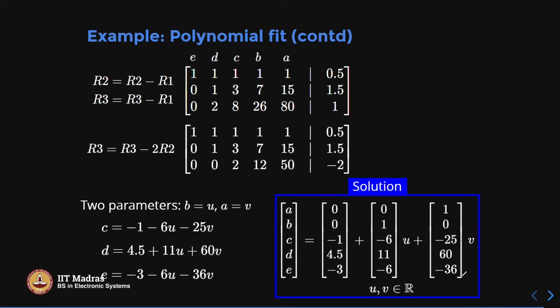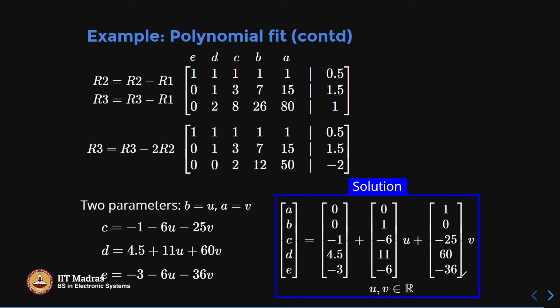For every u and v, I get a value of a, b, c, d, e, which is a valid solution to this equation. What does that mean? It means that for every value of u and v, the coefficients you get, a, b, c, d, e, define a 4th order polynomial, ax^4 + bx^3 + cx^2 + dx + e. That 4th order polynomial passes through the points (1, 0.5), (2, 2), (3, 1.5).